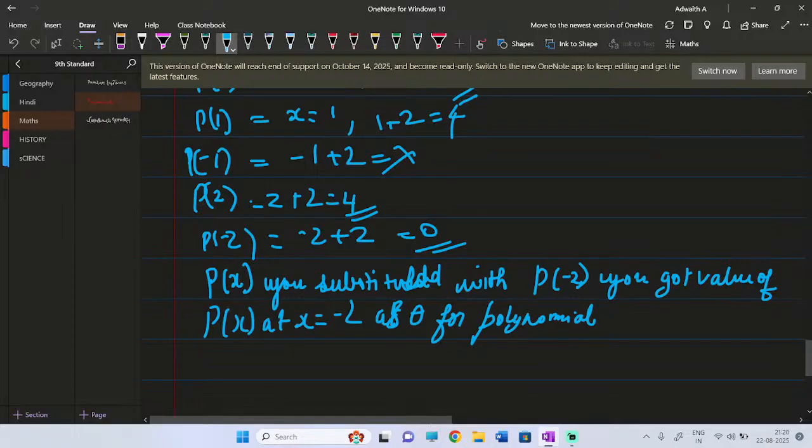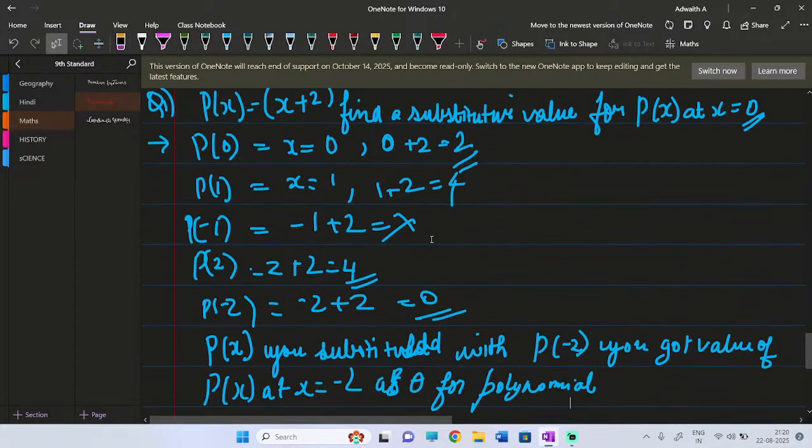When you substitute it, this is what we are going to learn now. You need to learn this part, because without this part you won't get it. We have to do many exercise questions. Then we have splitting the middle term.